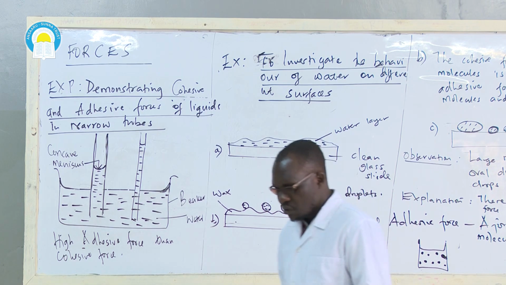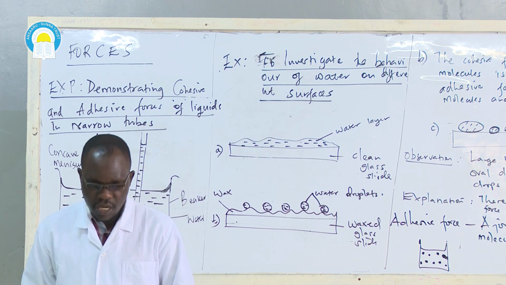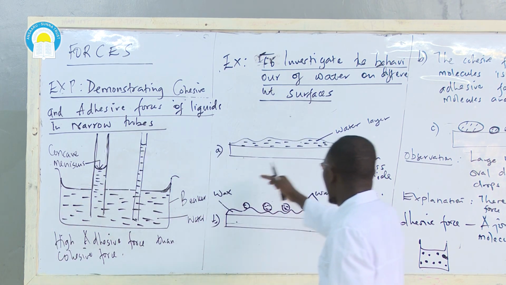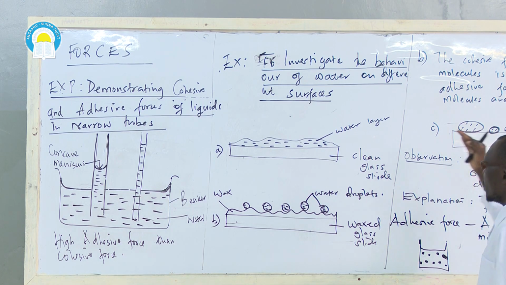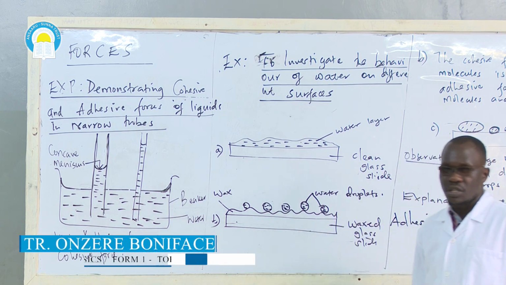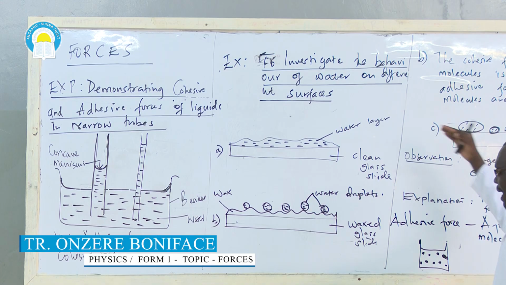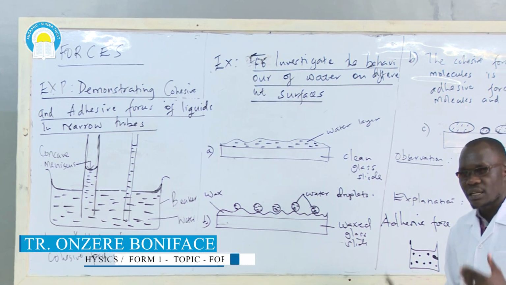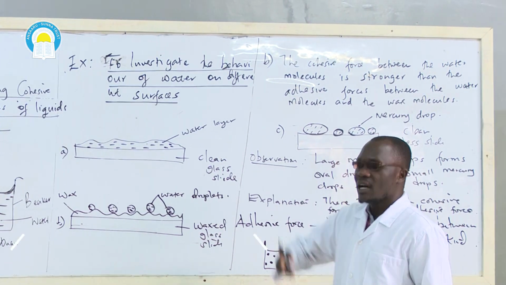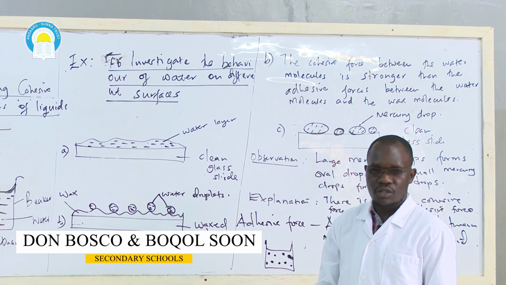So there is a difference between cohesive force and adhesive force. You must know these experiments we have discussed, experiments which are trying to demonstrate cohesive force and adhesive forces. Water wets a glass surface, or water wets a surface because of greater adhesive force than cohesive force.